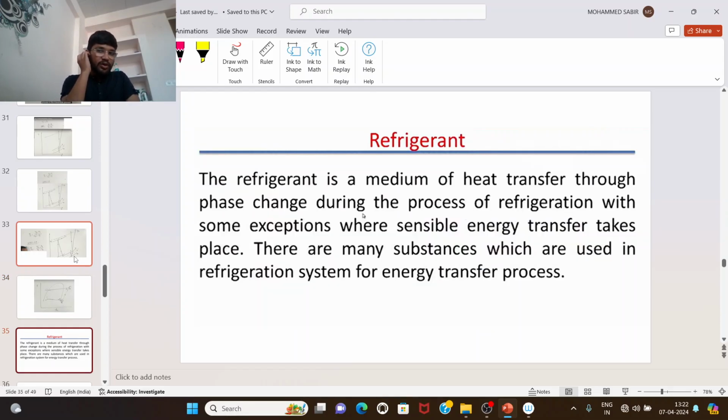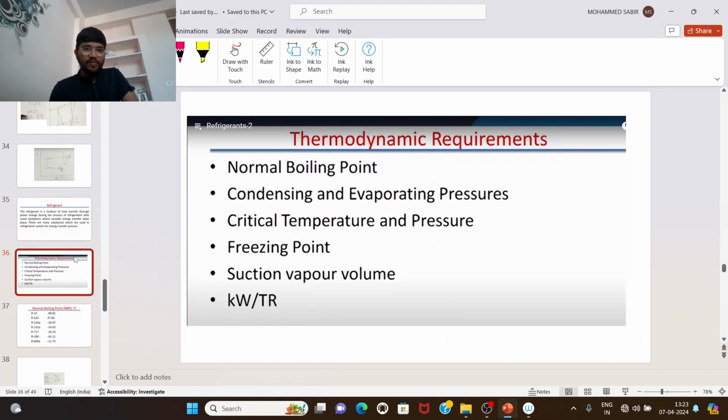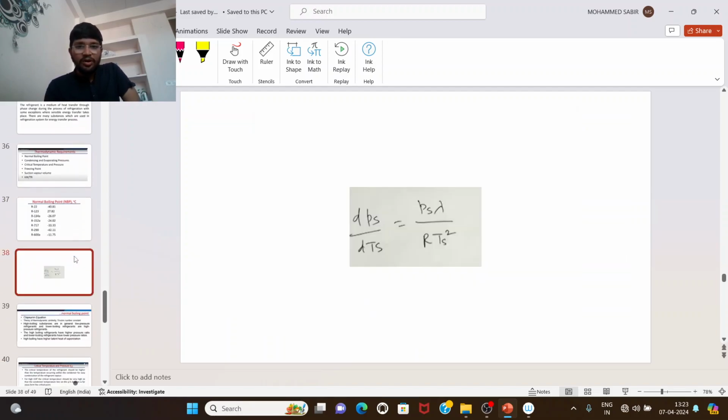And now we come to the refrigerant. The refrigerant is a medium of heat transfer through phase changes during the process of refrigeration, with some exceptions where sensible energy transfer takes place. There are many substances which are used in refrigerant systems for the energy transfer process. Thermodynamic properties: normal boiling point, condensing and evaporating pressure, critical temperature and pressure, freezing point, and specific vapor volume. These are some simple properties. These are simple relations you should keep in your mind.